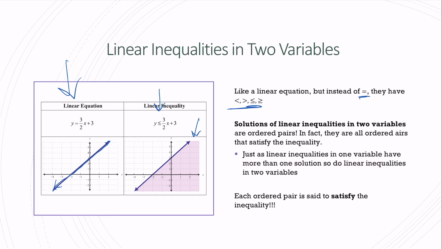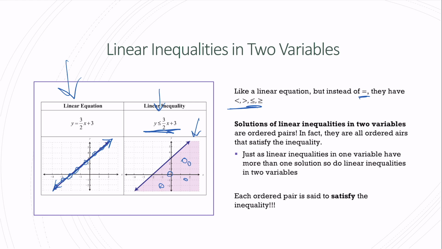So before, in a linear equation, the solutions were every single point on the line. Now it's every single ordered pair that makes this a true statement, right? All the points that justify the inequality. And it's going to be way more than just the line. It's going to be half of the plane. We call this a half plane.